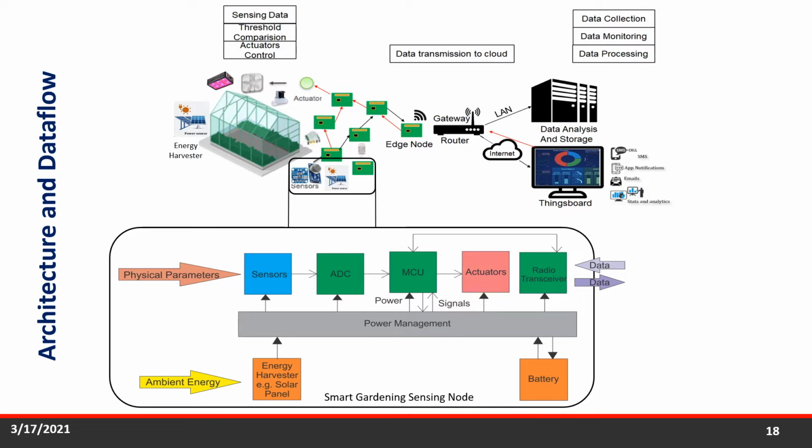With the help of a router, data is now transmitted to the public cloud. Using ThingsBoard, the user can set SMS or email alerts depending upon usage. In the bottom, you can see components of sensing nodes, which include sensors, analog to digital converters, microcontroller unit, which is a Raspberry Pi here, actuators, energy harvesters, and battery, which help the system to sense data and do energy management.